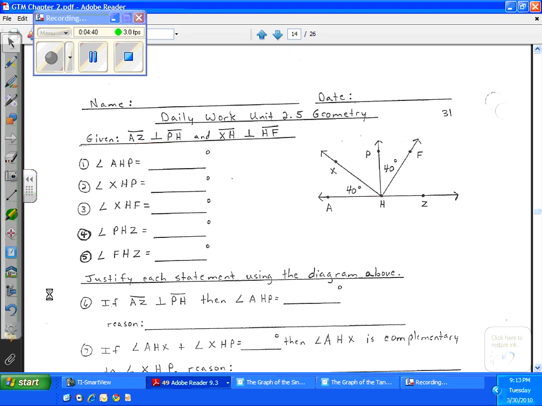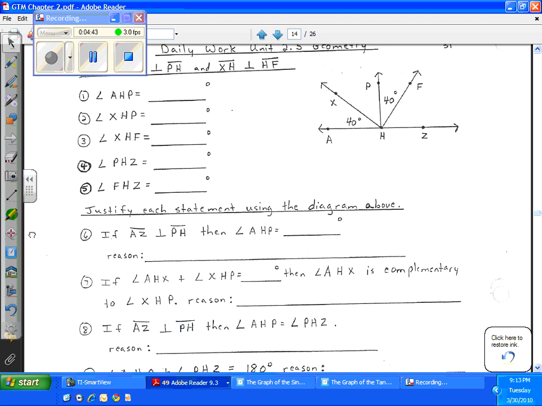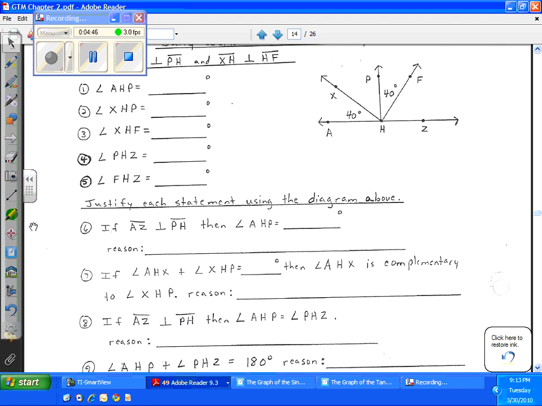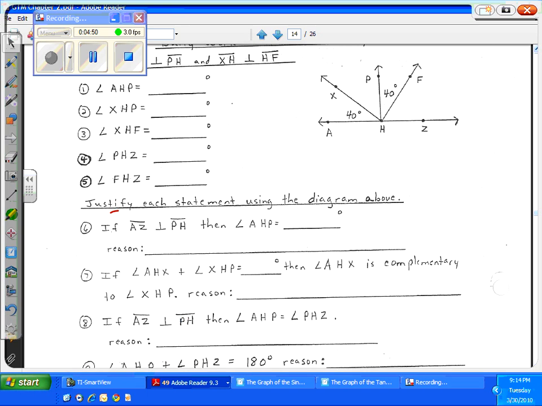Now, it says justify each of these statements with a reason using the diagram above. So we're back to that same diagram. It says if. Now, that's like saying given that, right? AZ is perpendicular to PH, and what I would do is mark it in my diagram. Given that these are perpendicular, I know that I can conclude that that's 90. Reason, definition of perpendicular. This is 90. Reason, definition of perpendicular.